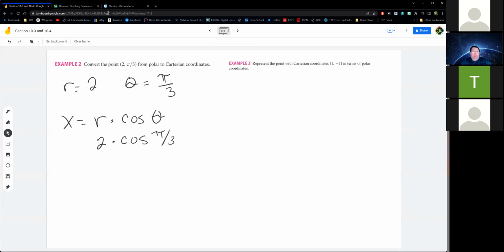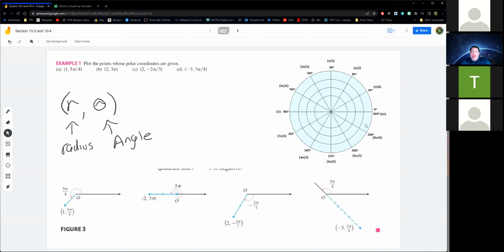So what was the cosine of pi over 3? Anybody remember the unit circle? So if we go back to the unit circle, remember cosine starts off at basically the 1 and then goes down. So it's starting off at the 1 at the 0, and then it's square root of 3 over 2, 1/2, and then 0.